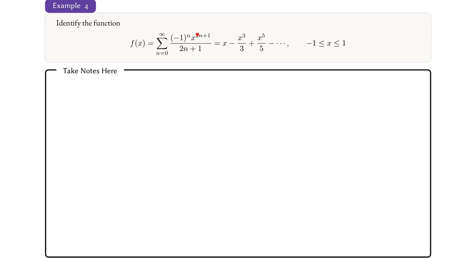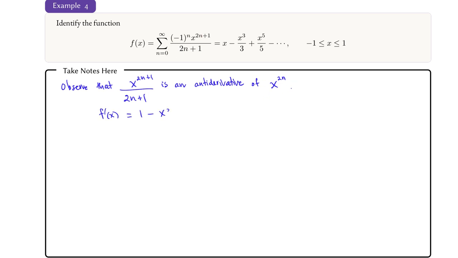We notice that the power is 2n plus 1 and the denominator is 2n plus 1. And so observe that this is an antiderivative of x to the 2n using the power rule. Keep in mind that this is an alternating series.